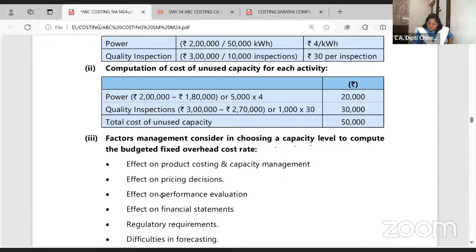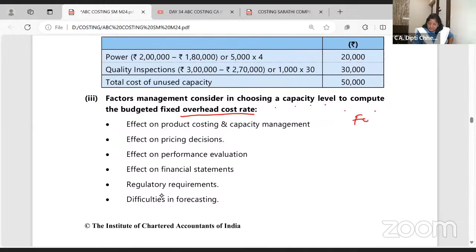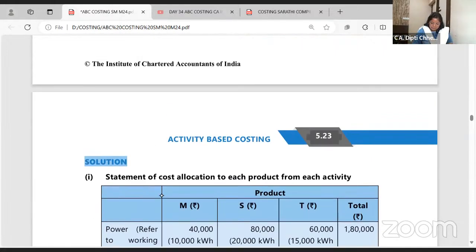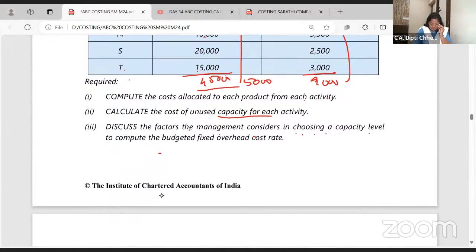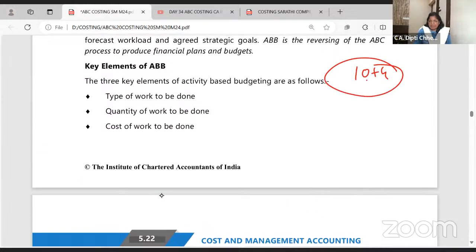Factors management consider in choosing a level to compute the fixed overhead cost rate. Your fixed overhead rate will affect what? It will affect your product costing, your selling price, your performance evaluation, your financial statements. So what are the factors they will consider? Theory question.